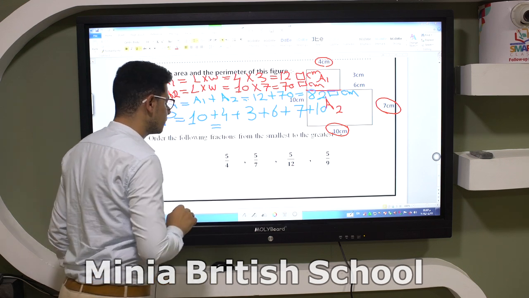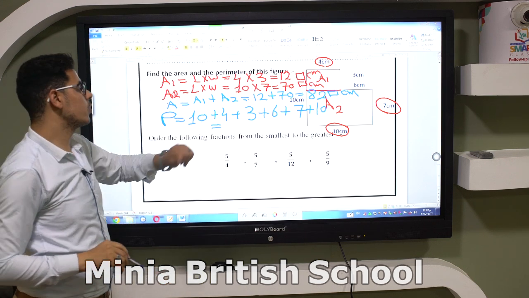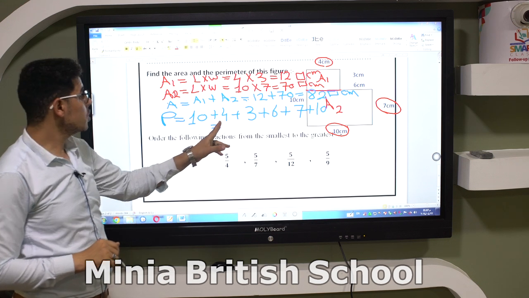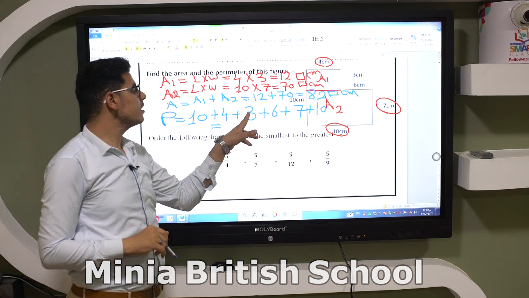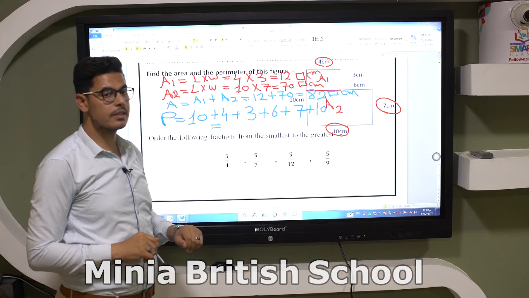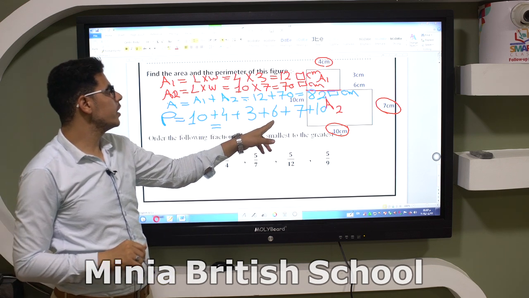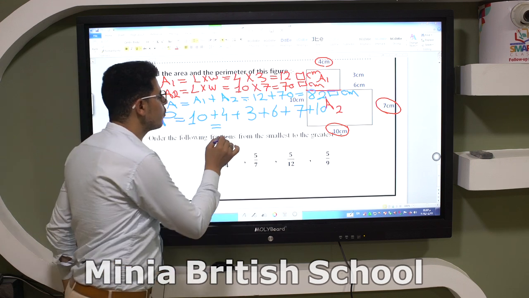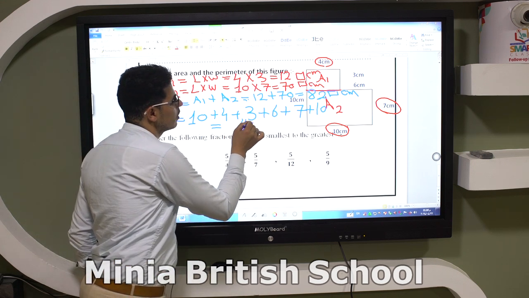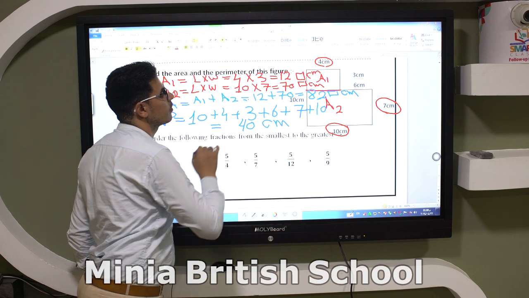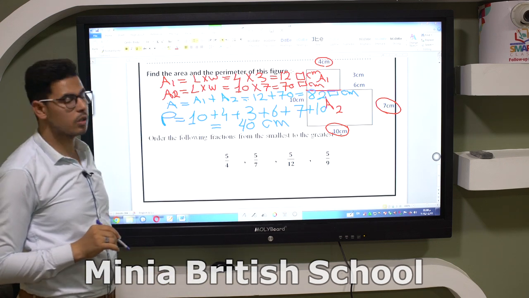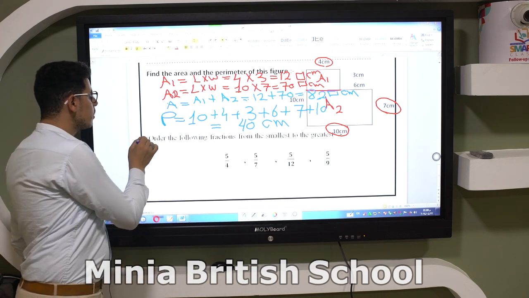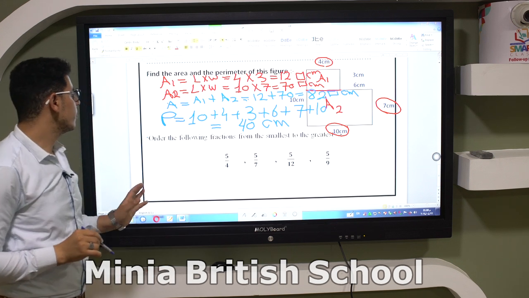It will be 10 plus 4 equals 14. 14 plus 3, 17. 17 plus 6, it will be 23. Plus 7, 30. 30 plus 10 equals 40 centimeters. Yeah, that's all. Let's see the last question here.